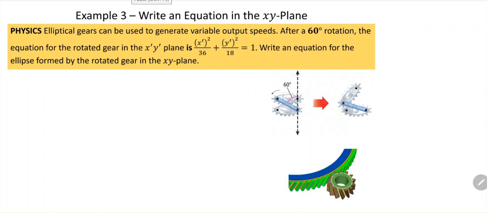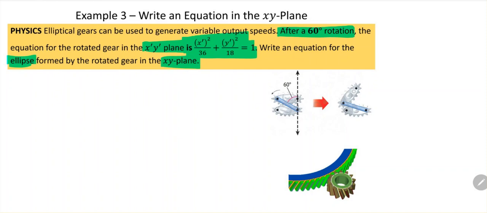Okay, example 3, write an equation in the xy plane. So we have a physics question. Elliptical gears can be used to generate variable output speeds. After a 60-degree rotation, the equation for the rotated gear in the x prime y prime plane is as shown. Write an equation for the ellipse, so we know it's going to be an ellipse, formed by the rotated gear in the xy plane. So we need to write it in the xy plane.